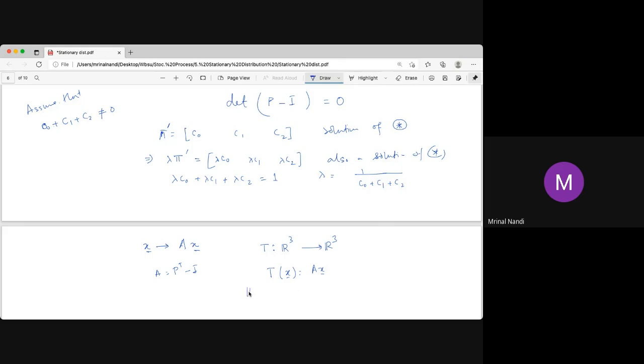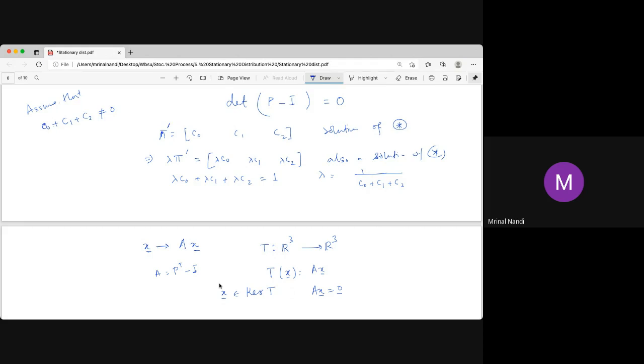Now we have to find the kernel of T. The kernel of T is actually the solution space. If some X belongs to the kernel of T, that means Tx equals 0, so AX equals 0, the null vector. Now the question: what is the dimension of this kernel space?